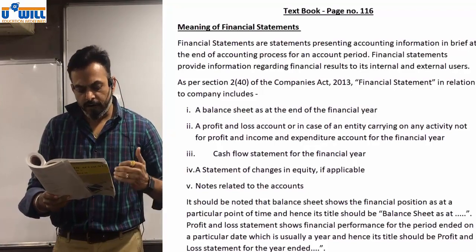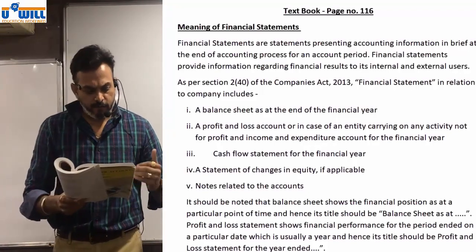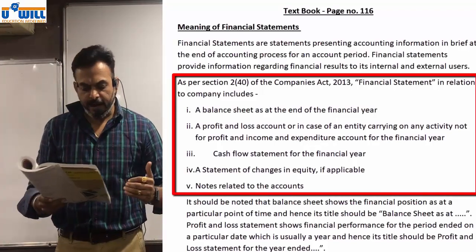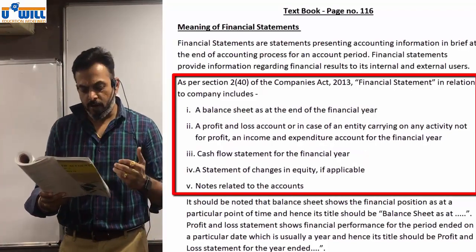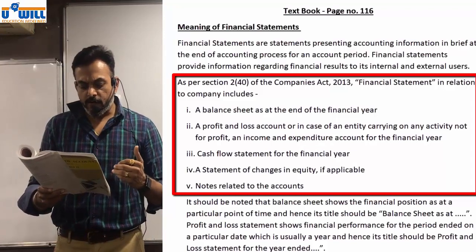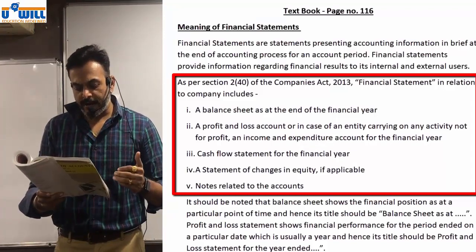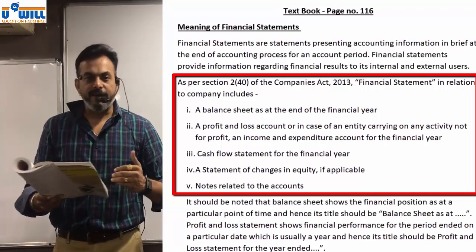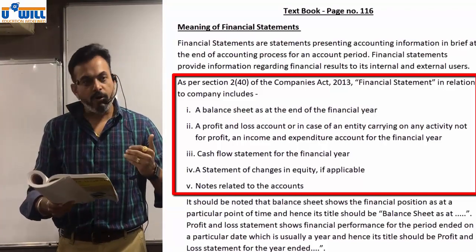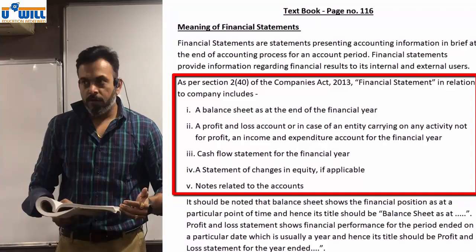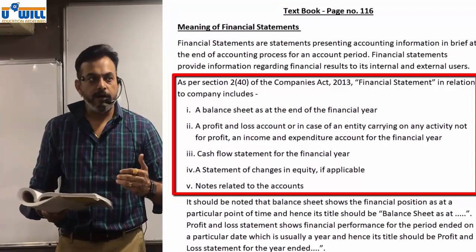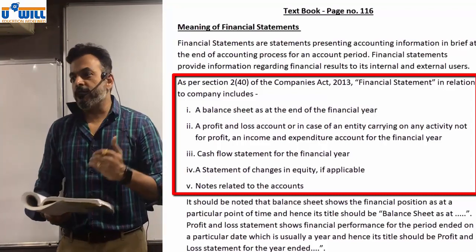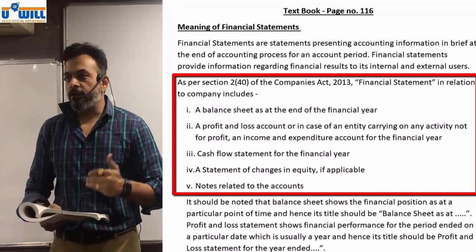Now, this is an important theory question. इसको mark करना है कि what does it include? It includes a balance sheet at the end of financial year, a profit and loss account, or in case of entity carrying on any activity not for profit, an income expenditure account for the financial year. Now, do you remember what is income expenditure account? It is for what type of entity? Entities which are operating with a motive which is not a profit motive.